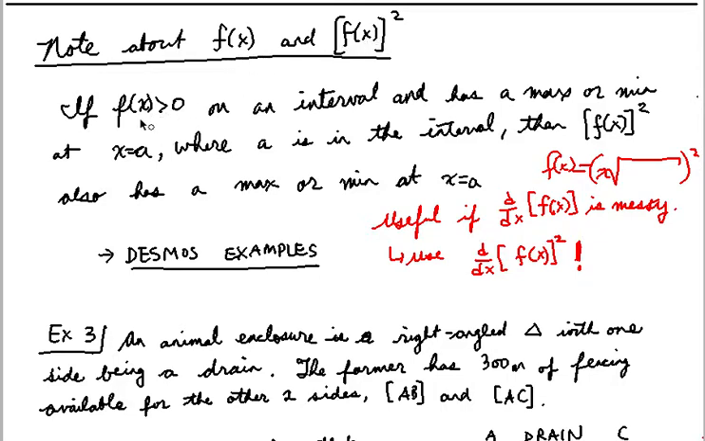if f of x is positive on a certain interval, so let's say between here and here it's positive on that interval, and in that interval there's a maximum or a minimum somewhere at the point, let's say a. What this rule is saying is that if I take this function and I square all of the y values, I will still end up with a maximum.